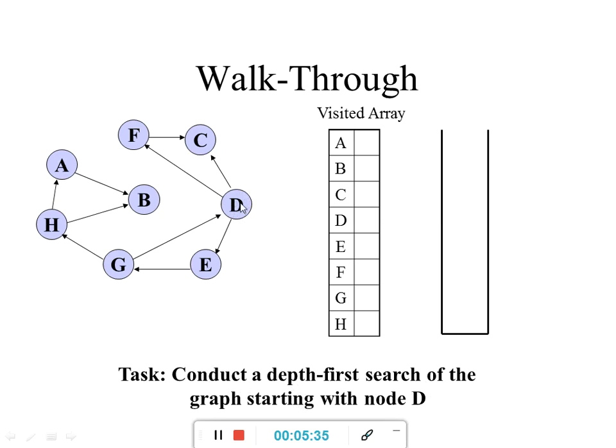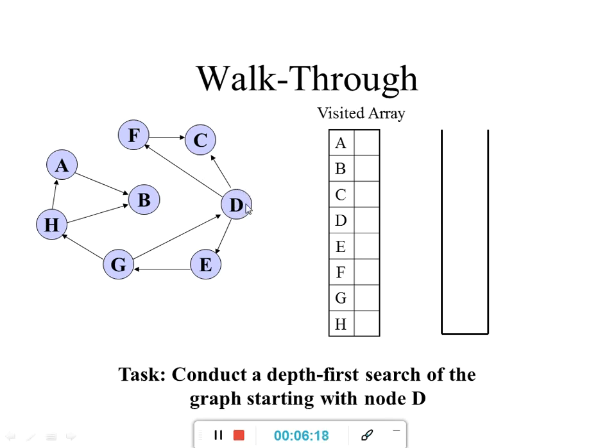The second step is you have to push D into the stack, and in the visited array you have to mark D as visited. This is the second step. And the third step: the stack contains D, because we have already pushed D into the stack. Now you need to find the adjacent nodes of D in alphabetical order. Here for D, the adjacent nodes in alphabetical order are C, E, F. So this is step number 3. We'll start with these 3 steps now.